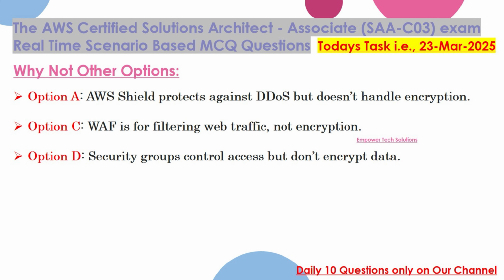Why not other options? Option A, AWS Shield protects against DDoS but doesn't handle encryption. Option C, WAF is for filtering web traffic, not encryption. Option D, security groups control access but don't encrypt data.